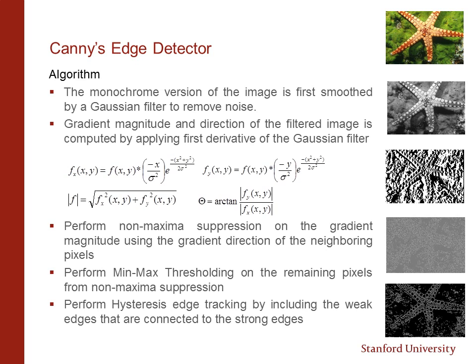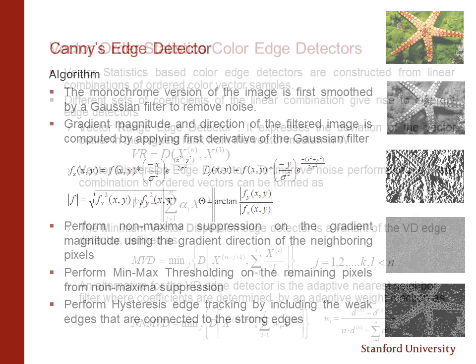In the implementation of Canny's edge detector, the monochrome version of the color image is first smoothed by a Gaussian filter to remove noise. We then calculate the gradient magnitude and direction by applying the first derivative of the Gaussian filter. Then non-maxima suppression on the gradient magnitude is done using the gradient direction of the neighboring pixels, and finally we perform min-max thresholding on the remaining pixels to identify the strong edges.